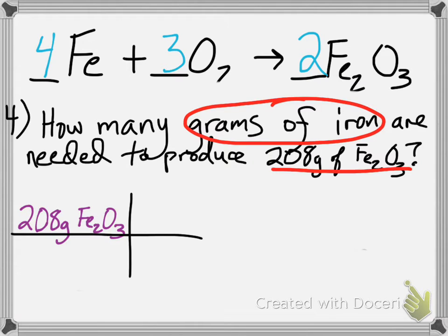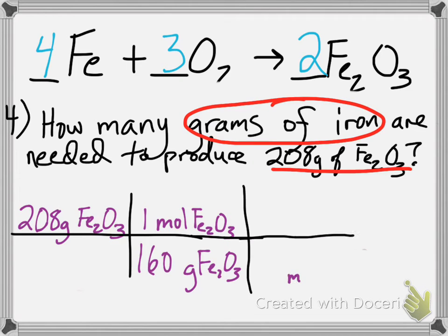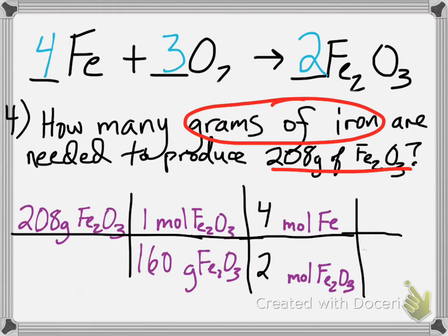I want to get rid of grams of Fe2O3, so I'm going to use the molar mass of Fe2O3. If I'm using that molar mass, 1 mole always goes on top. So there's 160 grams per every 1 mole. Then I use that magic step, the mole to mole ratio, to get rid of the moles of rust to get to moles of iron. I look at my balanced equation and it's a 2-to-4 ratio.